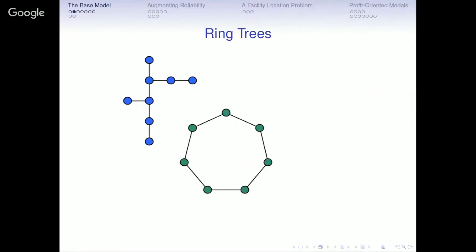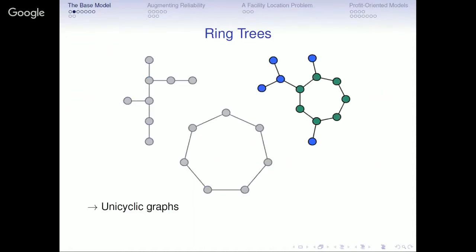So the base model, ring tree problems, what does that mean? Graph theoretically, here you see a tree on the left and a ring on the bottom, which could also be just a cycle. A ring comes from telecommunications; you just use that term there. What we want to do is bring these two concepts together, and we do it in the following way.